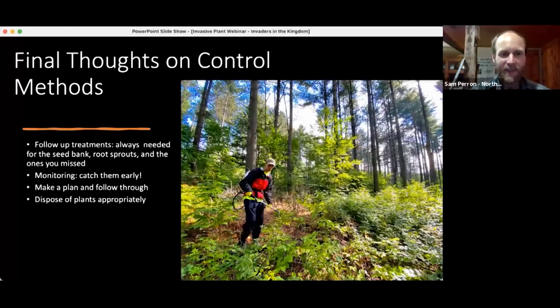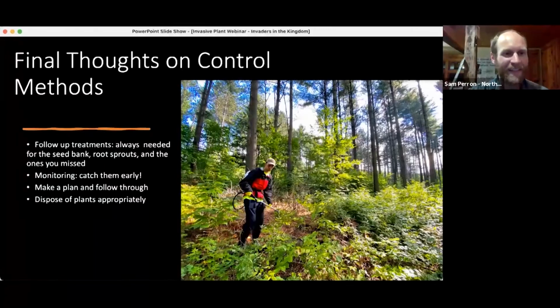And then through all of this, really important to make a plan. Make a plan, using species-specific information, using the site limitations that you identified earlier. Make a really good plan and then follow through with it. I think this one can be tough as well when you see all those invasive plants out there and you just want to do something now. But sometimes you need to step back, make that plan, and follow it.